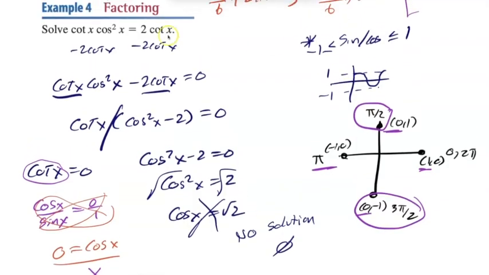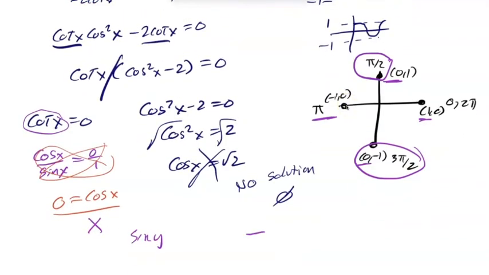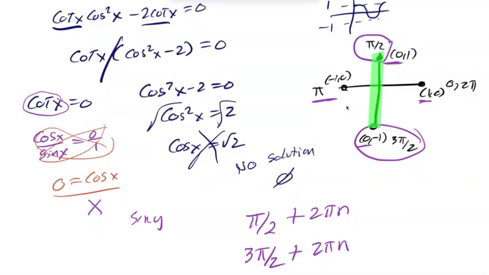And keep in mind, they did not give us a domain, so we have to do the general solution. So I'm going to do pi over 2 plus 2 pi n and 3 pi over 2 plus 2 pi n. But if you notice, if you want to, you can make this shorter and just go, wait, they're on the same line. I could just add pi. If you want, you can also just do pi over 2 plus pi n. That's the shorter version of doing this. That way you get all of them.